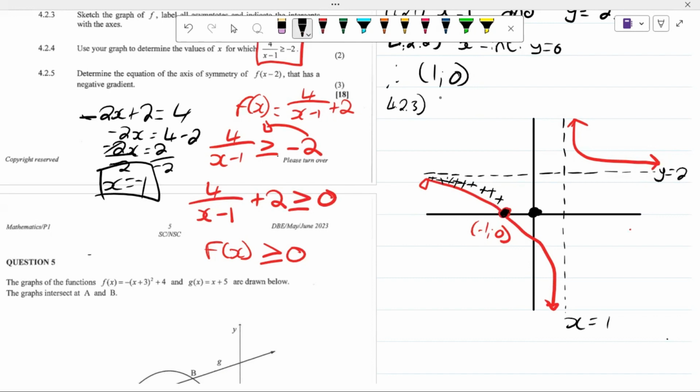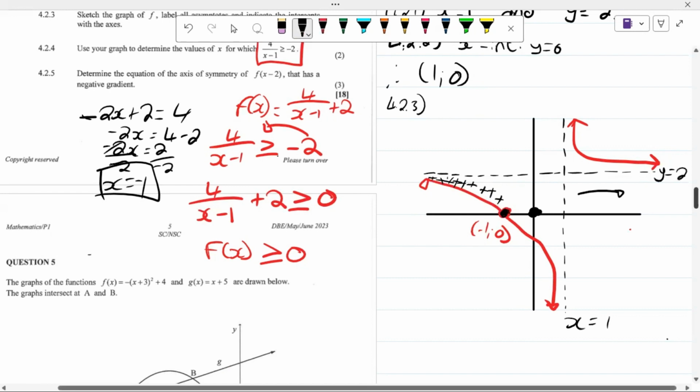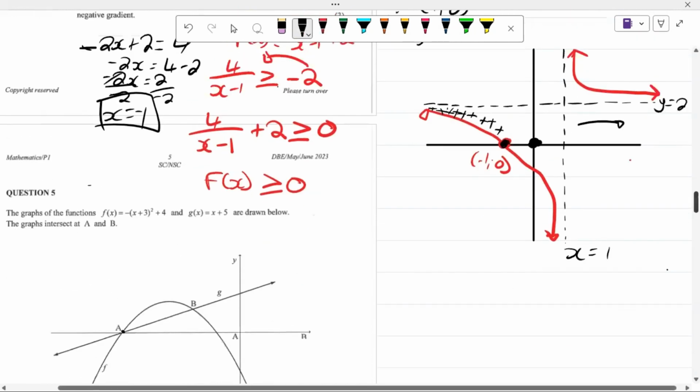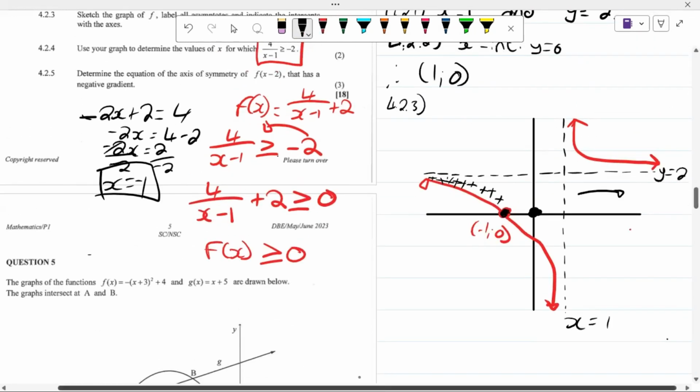And then also from this side, after my vertical asymptote, going there. I'm just going to put it like so: my value for x must be greater than 1. So greater than 1, I'm talking about this vertical asymptote. For any value that is greater than 1, my graph is positive, as we can see here.